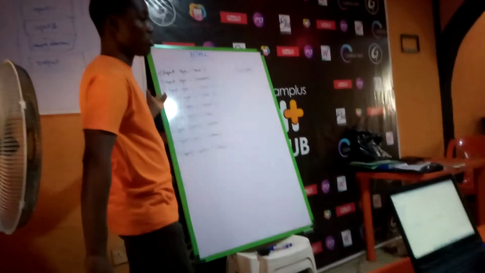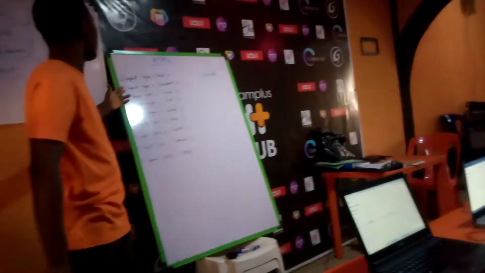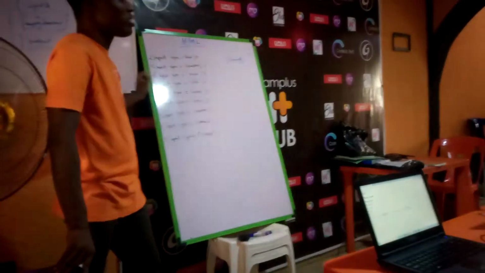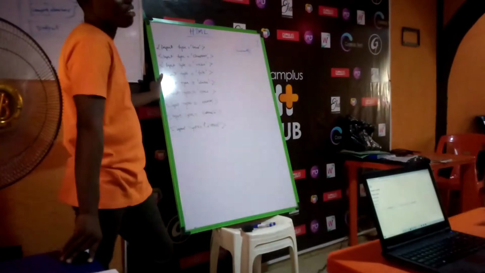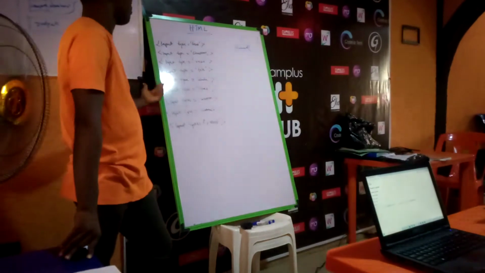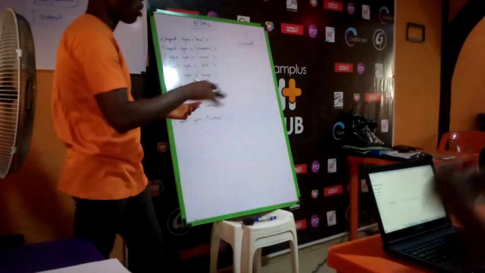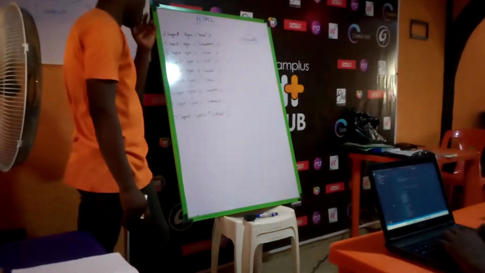A, B, or C. Then if you want to upload a file, you use file. Then if you want a date, something like a calendar, you can use this. Then this time, if you want the clock where you can just select the time of event or whatever.